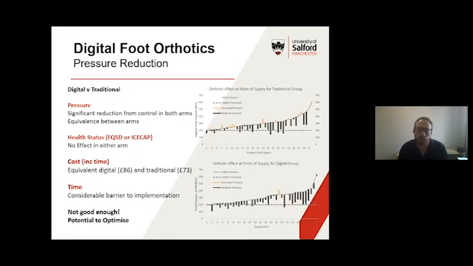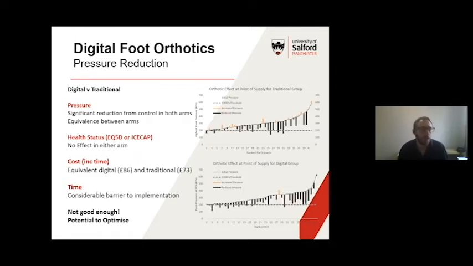We were able to demonstrate equivalence between the two cohorts, but we didn't identify any changes in health economic outcomes, so patient capability or patient benefit of quality of life over that duration. So we weren't seeing any changes purely from the orthotic intervention on the patient's lives effectively.